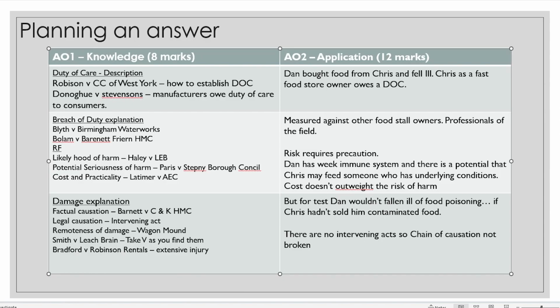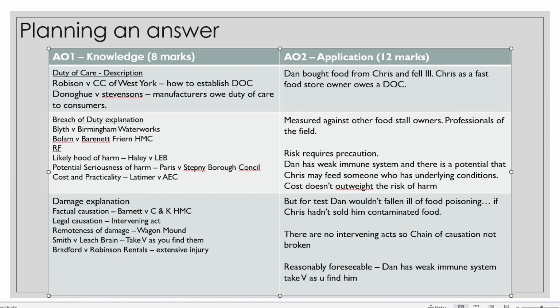And then finally, remoteness of damage. It's reasonably foreseeable, and you can use the cases Leach Brain and Bradford to prove that. It is reasonably foreseeable that someone would get ill if you're serving them off food and you're storing it in an unhygienic place. You're 100% sure that someone will get ill. And you don't know who you might come across. You could come across someone with a weak immune system, and that's where Smith comes into play. Dan has a weak immune system. Take your victim as you find them. And the second one, if the damage is reasonably foreseeable, then so is the extensive injury.